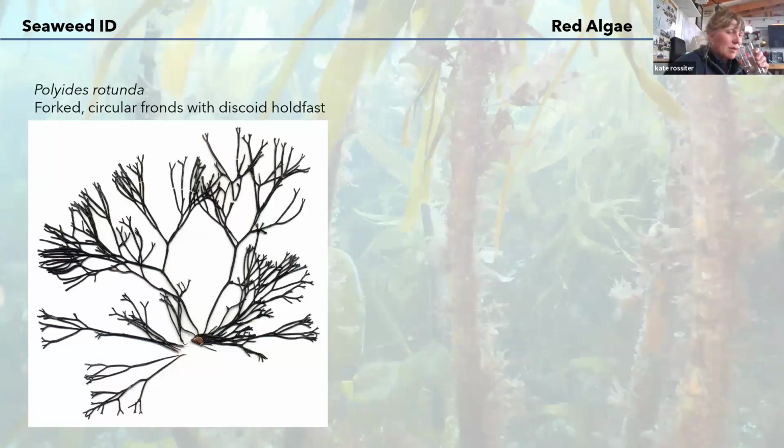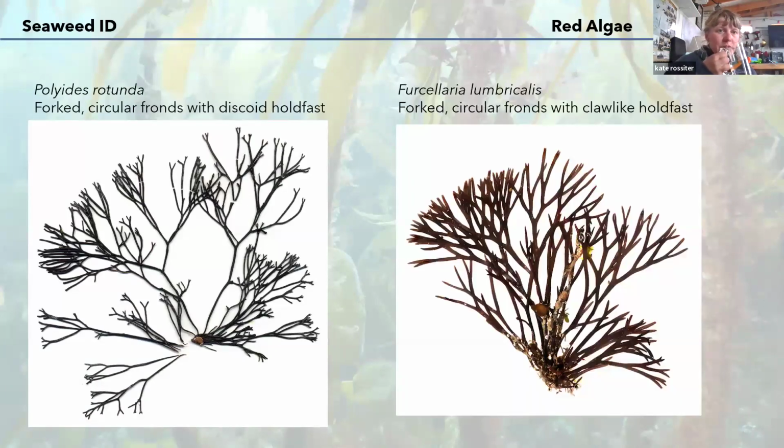Okay, these guys are pretty distinct, but I'm going to present two that are hard to distinguish just without touching, or from the eye. So within the reds, they're fairly distinct. I guess you could potentially confuse this for a brown because it's such a dark shade, but it's a red. Polyides rotunda has a very discoid holdfast. It's forked, so dichotomous branching, and the fronds are circular. Furcellaria lumbricalis has similar branching, still has circular fronds. The ends of it are a bit flattened. So that's one way to distinguish, but the easiest way to distinguish is when you're diving.